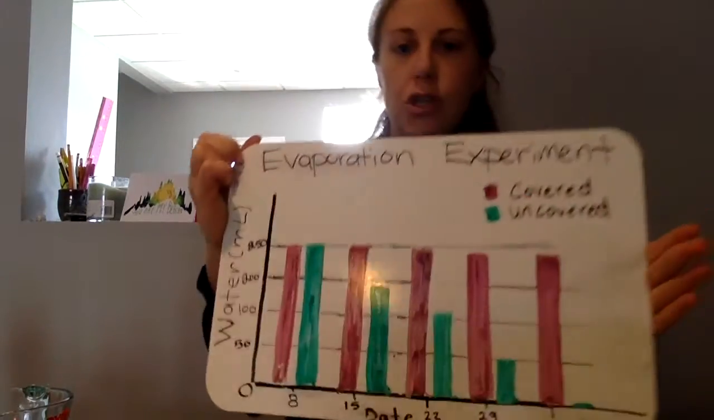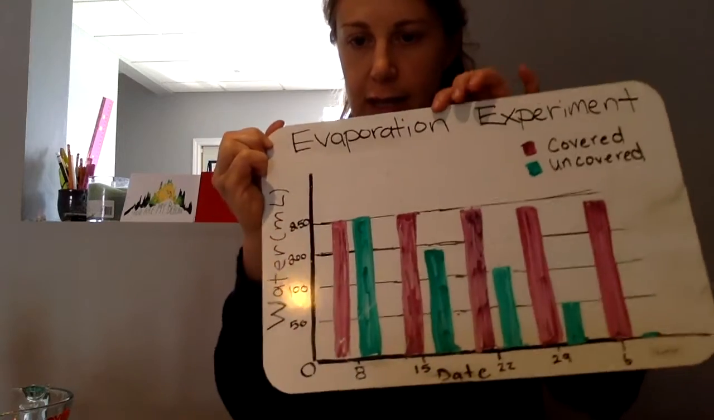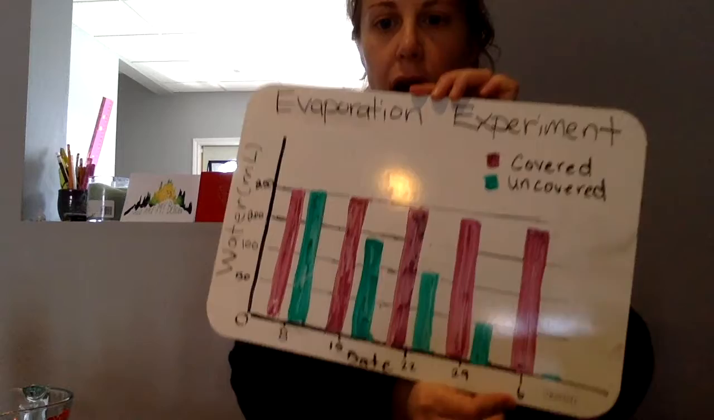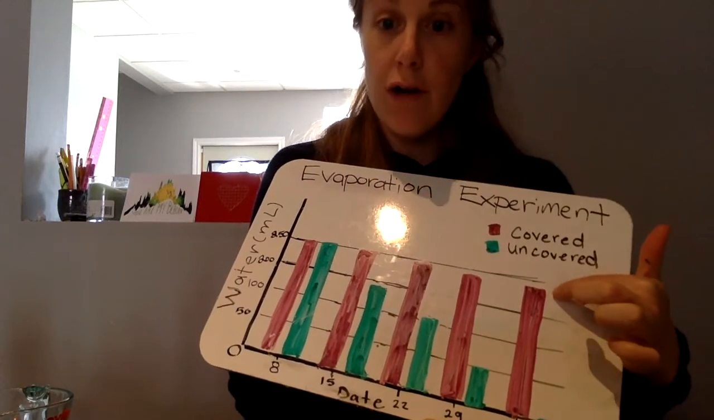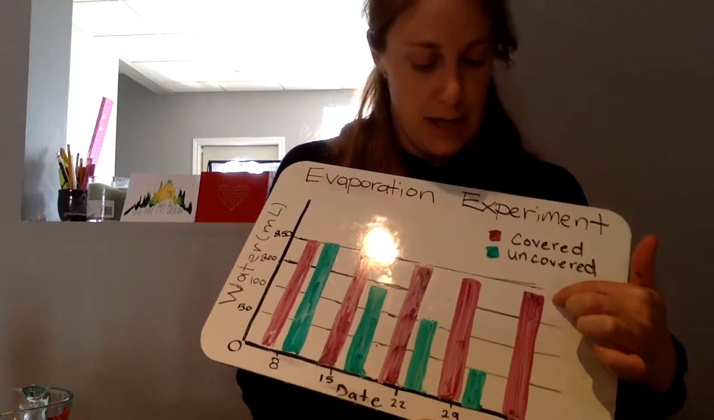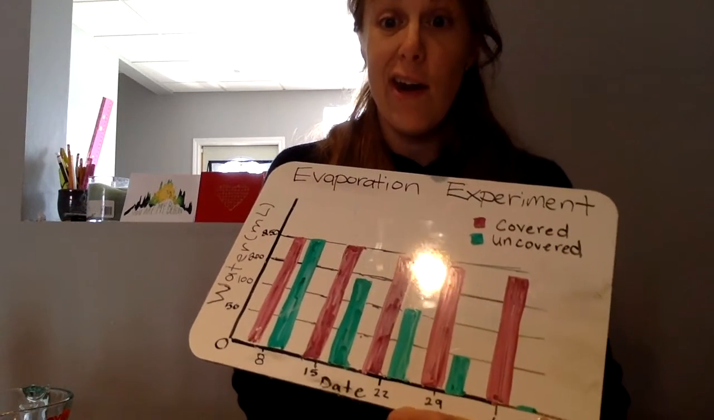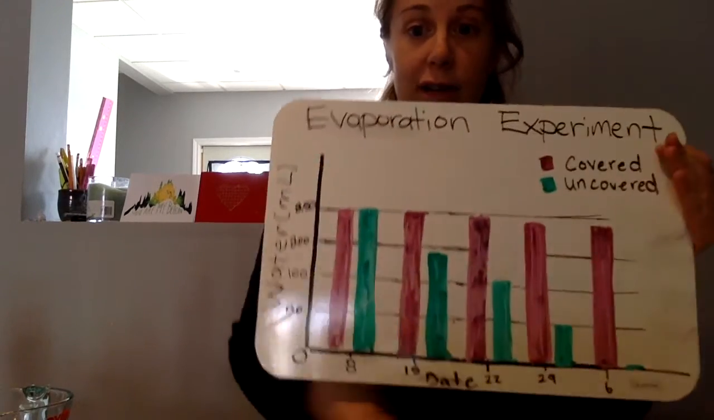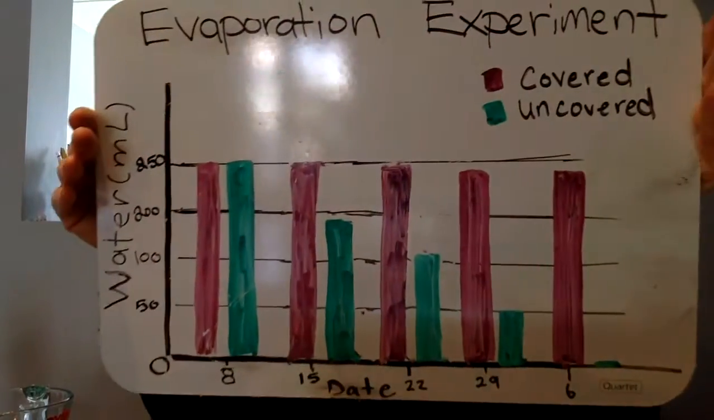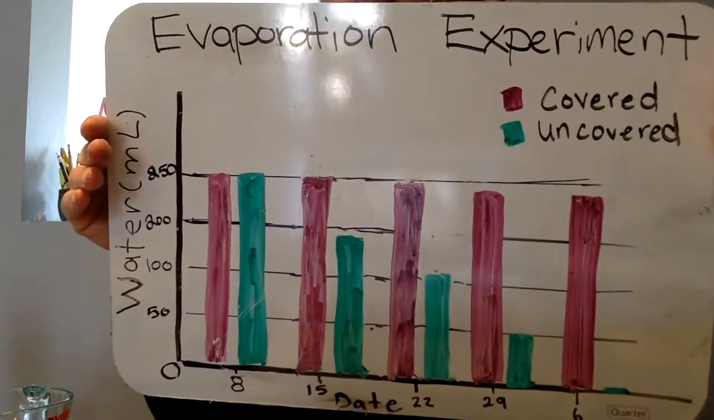I'm back. I added that information to our graph, and you can now see that today is May 6th, and on May 6th there was still 240 milliliters of water in our covered container and no water in our uncovered container.